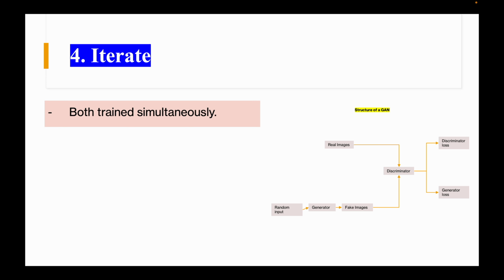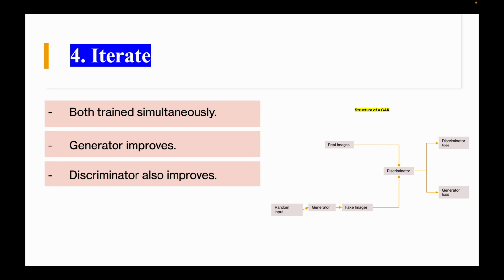Both networks, generator and discriminator, are trained simultaneously in a loop. The generator improves at producing realistic data and the discriminator improves at telling real from fake. This training process continues until the discriminator can no longer tell real from fake. That means the generator has become highly accurate.